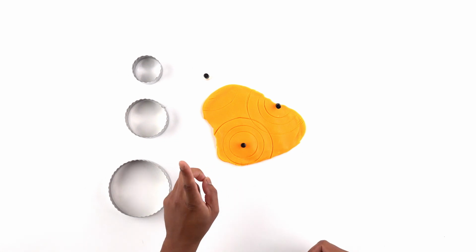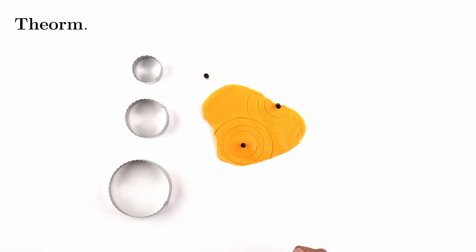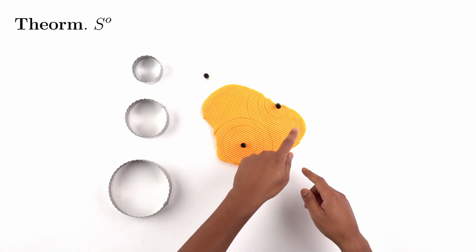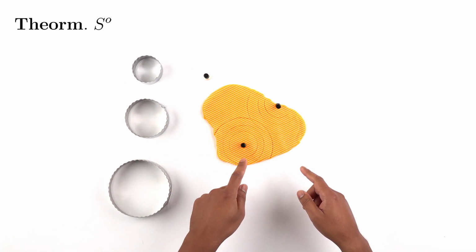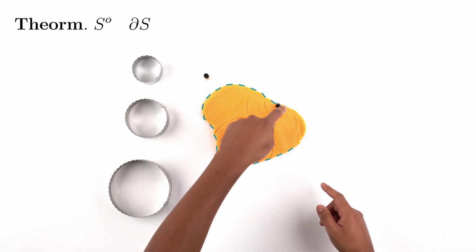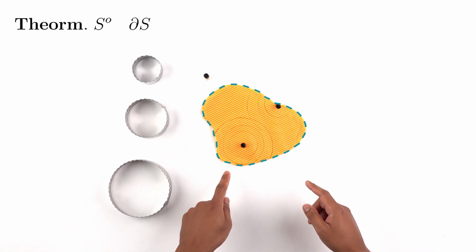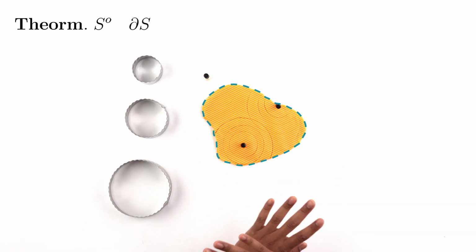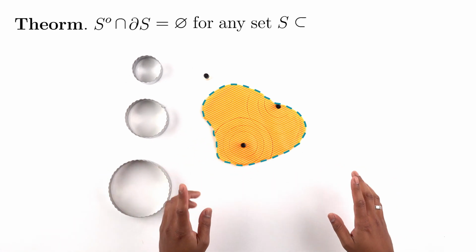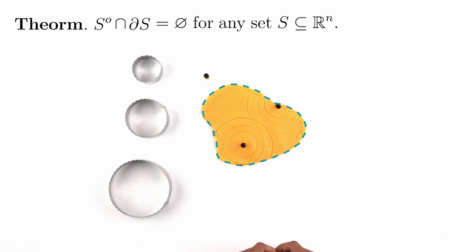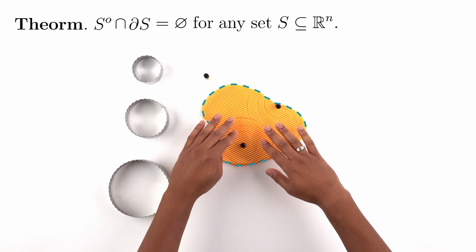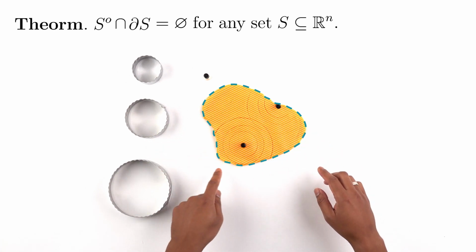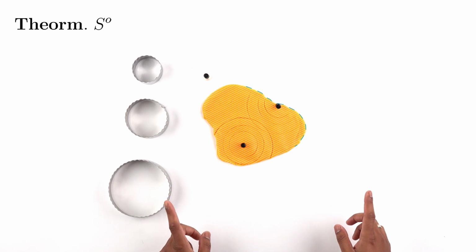There's also actually a neat observation. The interior of S corresponds to the inside of the mango. The boundary corresponds to the edge. These two sets can never overlap. This reveals another mathematical truth. The interior of S and the boundary of S are always disjoint.